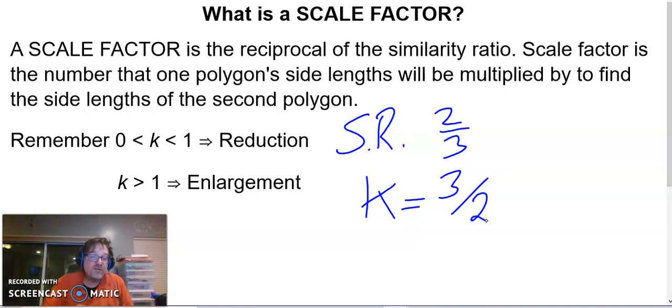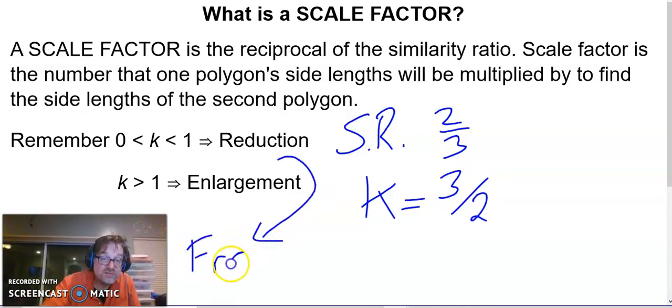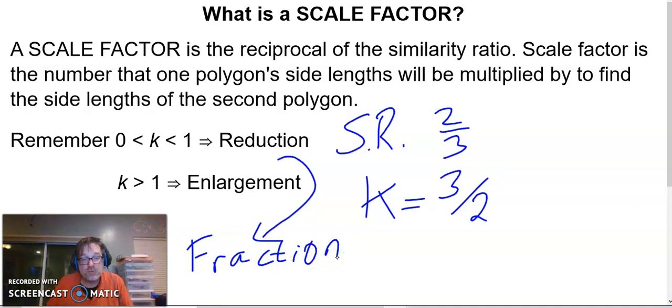And if my scale factor is between 0 and 1, this is pretty much going to be a fraction. If it's a fraction, we've got a reduction. We're going to start big and go small. And if my scale factor is more than 1, we are going to start small and go big. It's going to be called an enlargement.